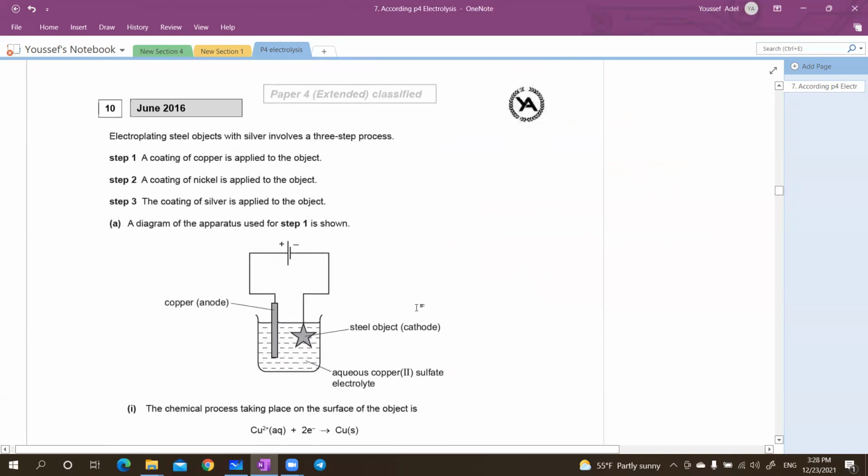The next question: electroplating steel objects with silver involves a three-step process. These are the three steps. We have to mention that electroplating means coating a metal with a layer of unreactive metal using electrolysis. So there are three tips that you shouldn't forget about electroplating. The first thing, the metal that will be coated should be the negative, should be the cathode.